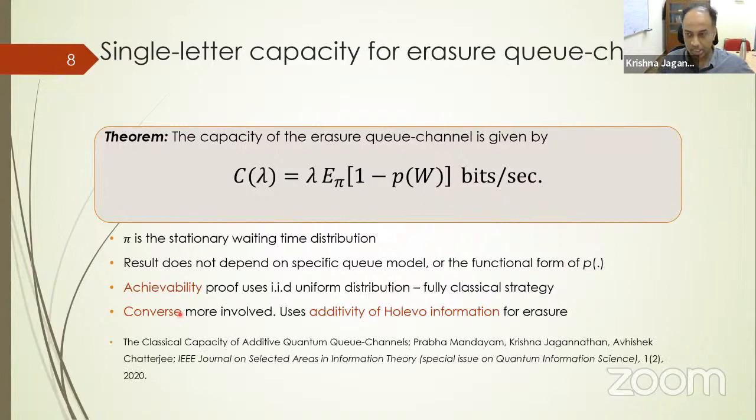I didn't want to introduce too many quantum information notation and theory here. If you are interested in this, I urge you to see this paper, and I will be happy to share a copy or answer any questions. If you can send me an email, I'll be happy to respond. But this is the answer: lambda times expectation of 1 minus PW. So we have the capacity obtained.